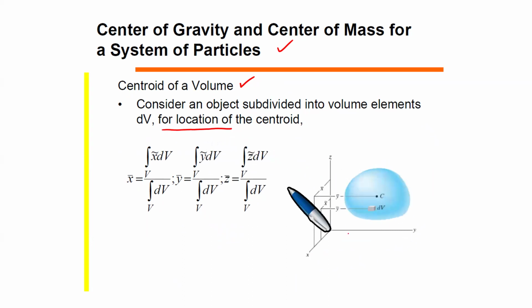Here is an entire body, and I'm going to look at a small particle. We cut tiny, and that's a volume element. But there are too many of these particles, an infinite number of volume elements. Now we're able to get the coordinates of the centroid of a volume. What is the centroid of a volume? It is equal to the integral of x tilde.